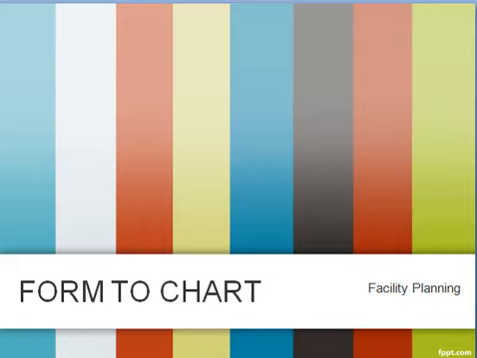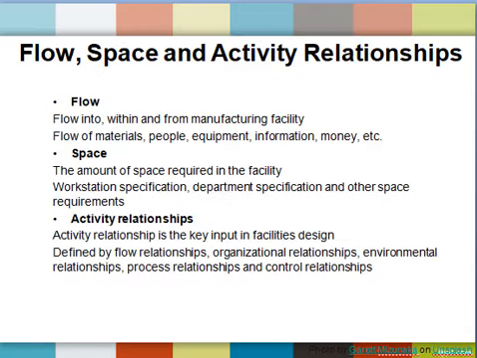In this video, I'm going to share about the form-to chart. There is a strong connection within the flow, space, and activity relationship. The flow of the process may determine the locations of departments. The flow of the process is obtained by the activity relationship.